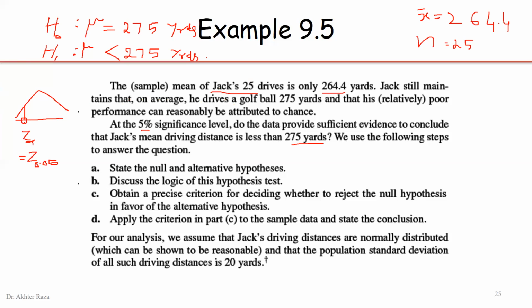And that is basically the solution of this part of the problem. The last statement is saying what? Population standard deviation of all such drive distances is 20 yards. Population standard deviation is also known. Sigma is equal to 20 yards. If the population standard deviation is given, then we can use Z statistics instead of T statistics. Now we are going to complete the problem.